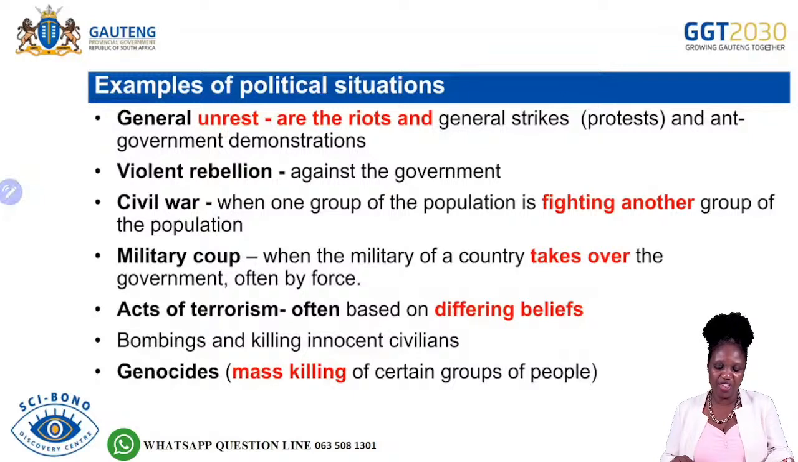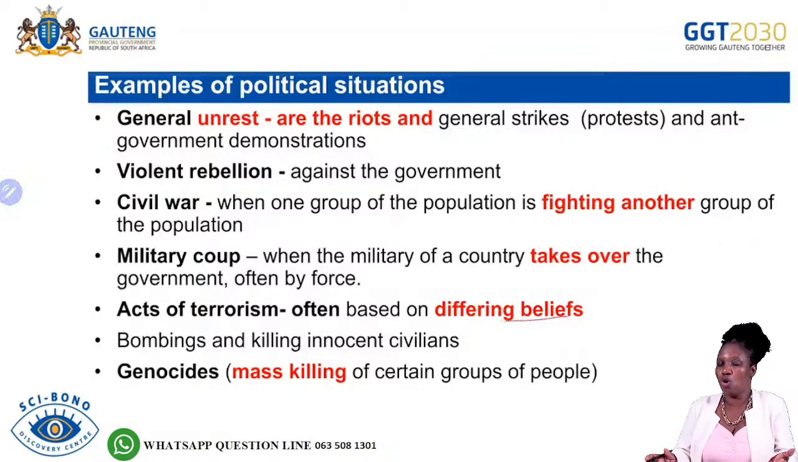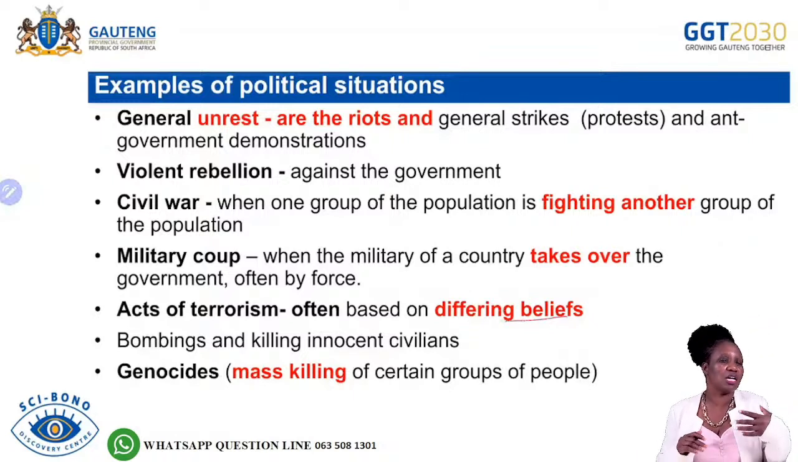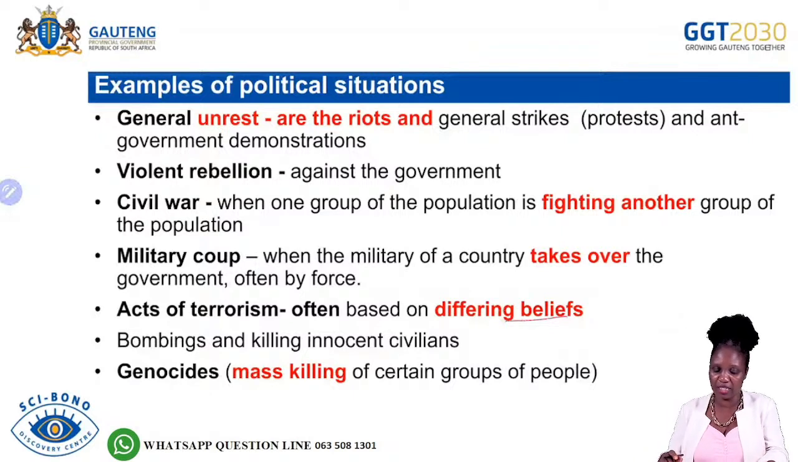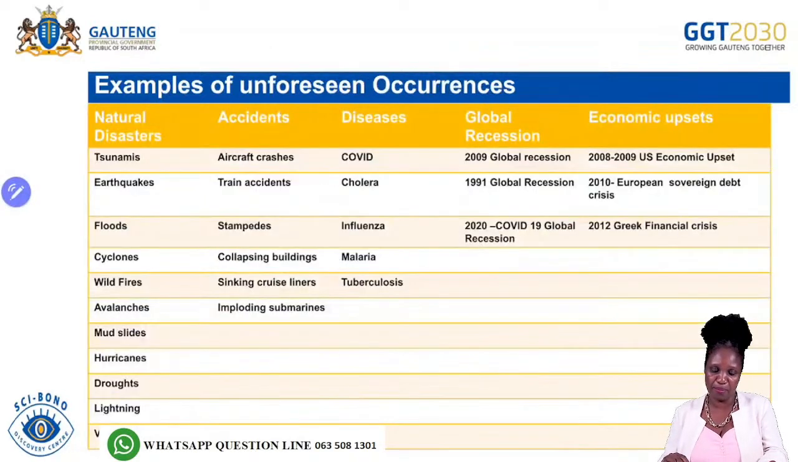Okay, and then acts of terrorism, often based on different beliefs. It can be on tribal grounds, it can be on religious grounds. And then bombings and killings of innocent civilians, and then genocides. When we're talking about genocides, we're talking about mass killings of certain groups of people.